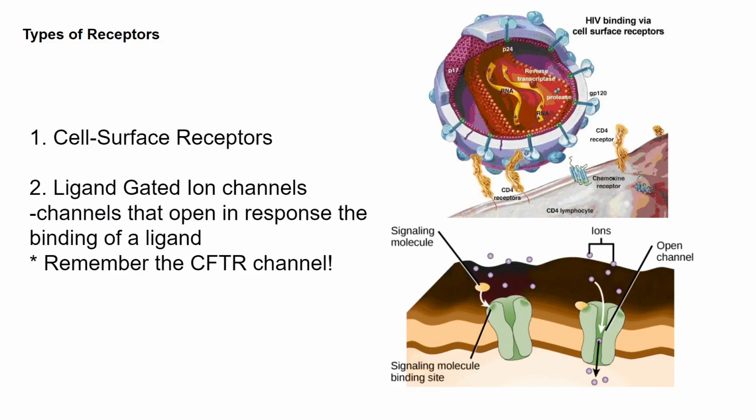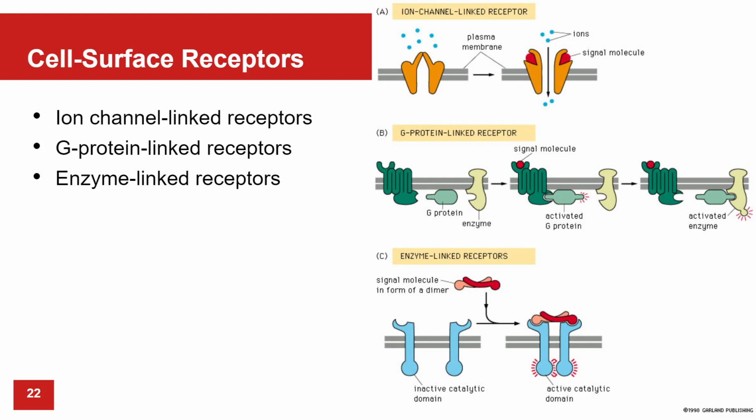All right, so receptors. There's two types we're going to talk about. Cell surface receptors, which there are various subtypes, and there's ligand-gated ion channels. Okay. It says you need to remember the CFTR channel. We'll talk about that in a little bit. All right, cell surface receptors. It can be ion channel linked receptors, G protein linked receptors, or enzyme linked receptors.